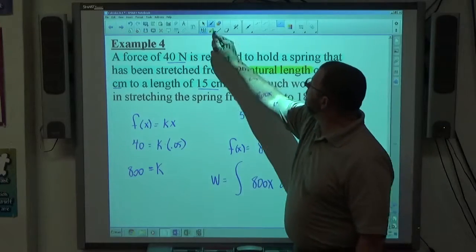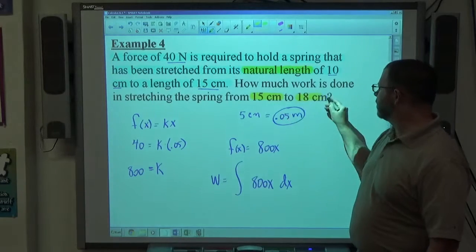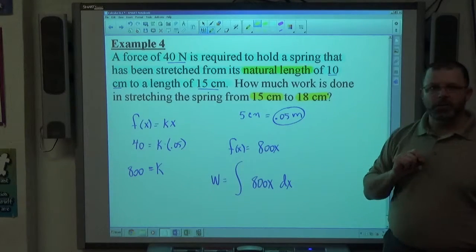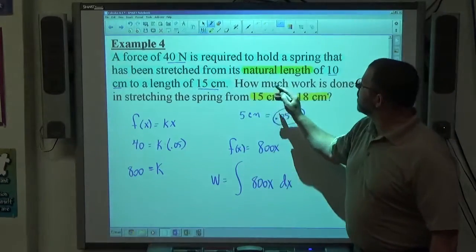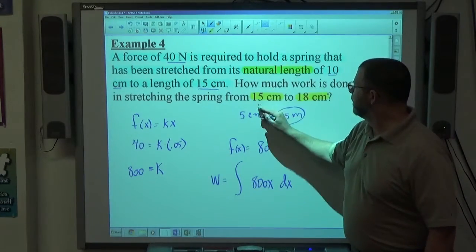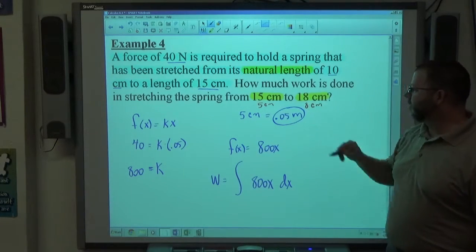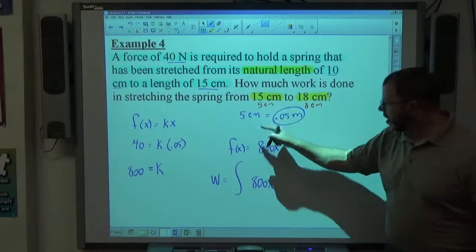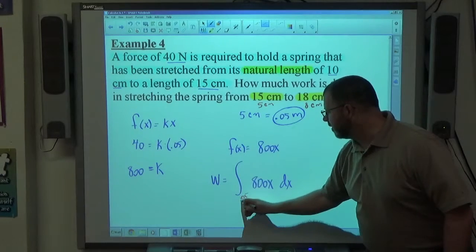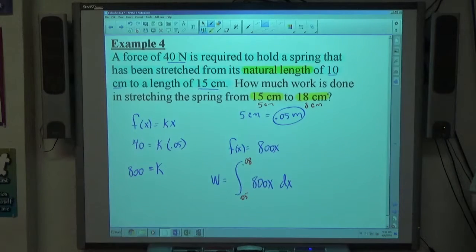The question asks how much work is done in stretching the spring from 15 centimeters to 18 centimeters. What's the natural length of this spring? 10. So we know 15 centimeters is 5 centimeters beyond the natural length, and 18 centimeters is 8 centimeters beyond the natural length. I want each of those to be in meters, not centimeters. So we're starting at a low value of 0.05, and we're coming up to a high value of 0.08. That's how you construct the integral. Then it's just a matter of evaluating that integral.